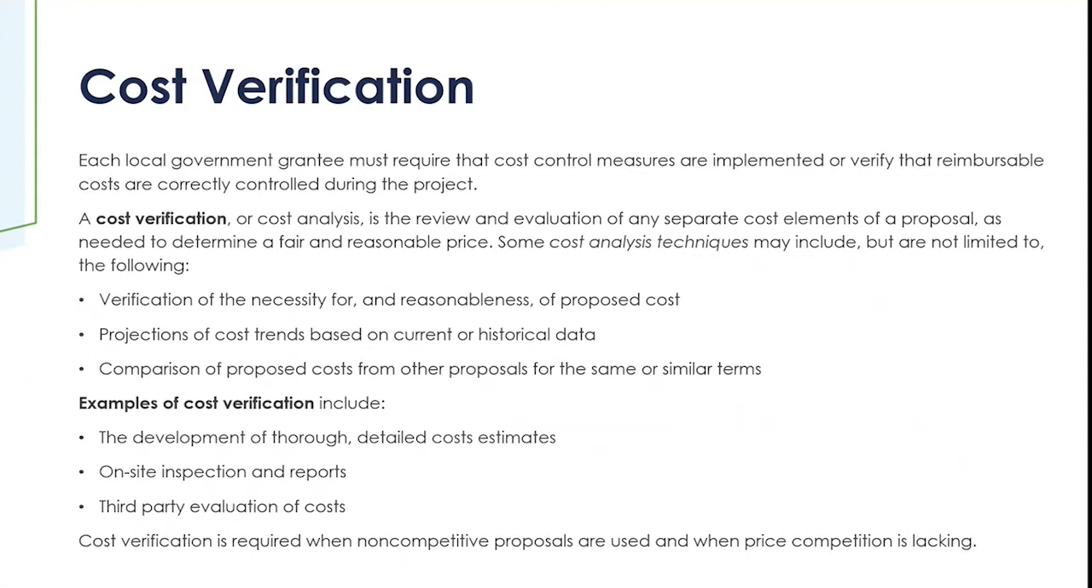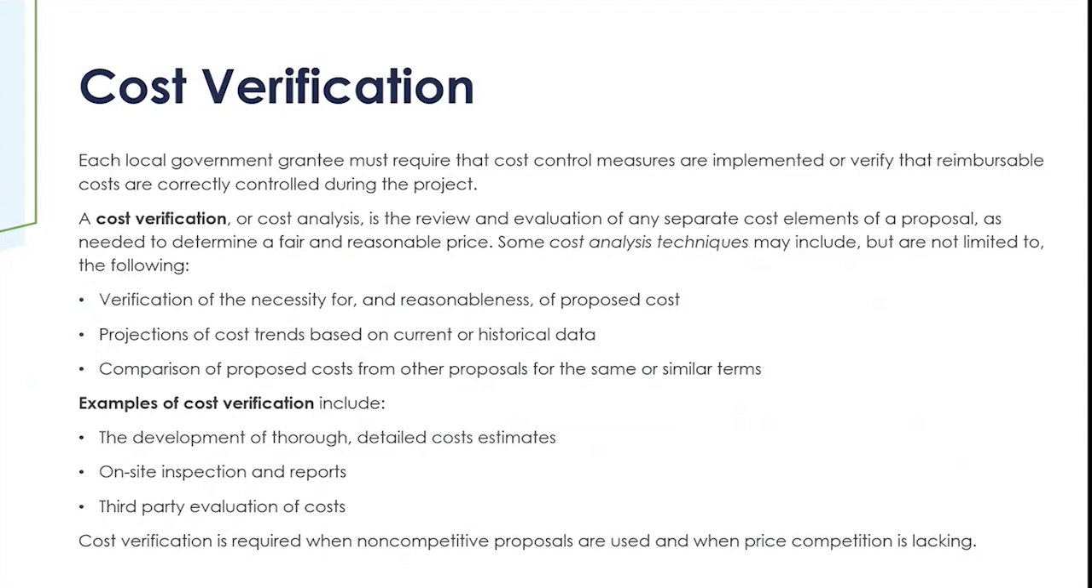So just a few examples are the verification of the necessity for and the reasonableness of a proposed cost. Okay, you can also look at projections of cost trends based on current or historical data. And another method is to compare proposed costs from other proposals for the same or similar terms. Okay, and I always like to think of it this way: if you're making a purchase for personal use, if you're doing repairs on your house, you're not just going to go with the first contractor.